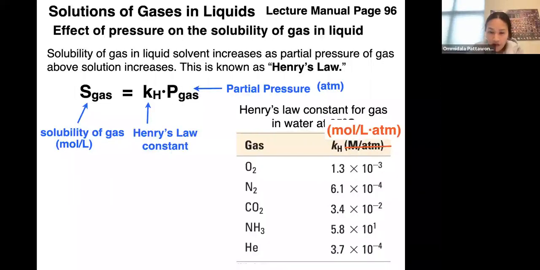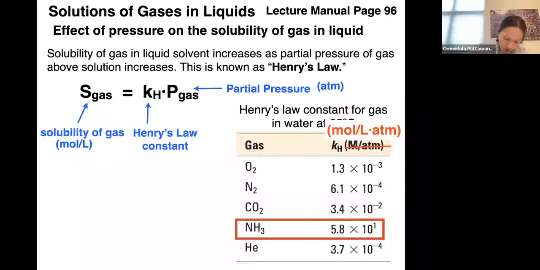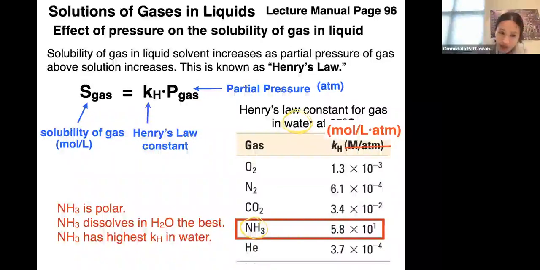Now if you're looking at these values, you will probably notice that ammonia gas has the highest Henry's law constant from this list. Why is that? If you think about the polarity of the solute and the polarity of the solvent, you will see that ammonia and water are both polar. Therefore, ammonia is able to dissolve in water the best in comparison to any of these. The gas molecules oxygen, nitrogen, carbon dioxide, and helium are non-polar, so they are able to dissolve less in water, which makes sense. If you look at the exponents, they are all negative exponents, so that means they do not dissolve much in water.